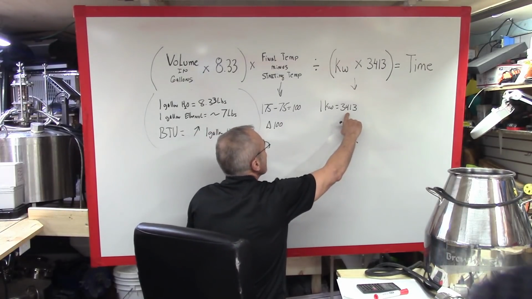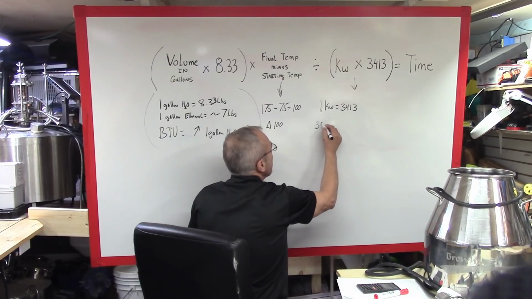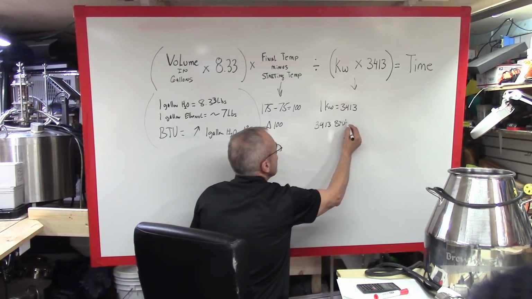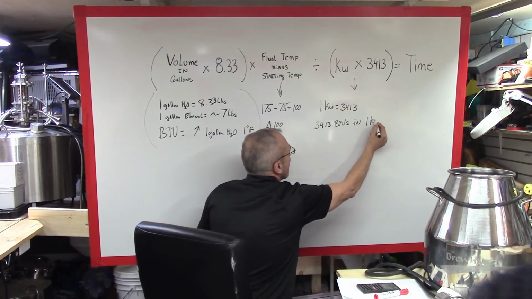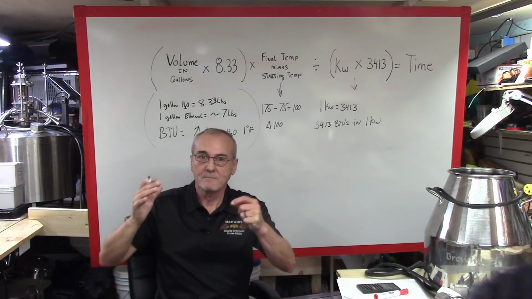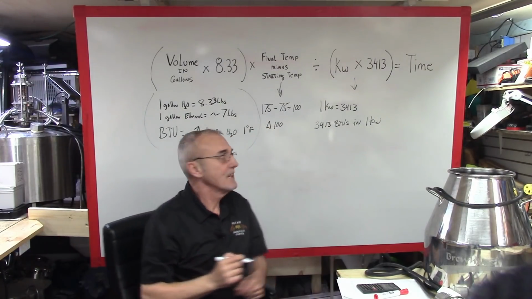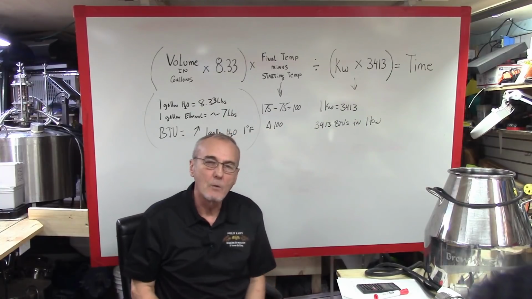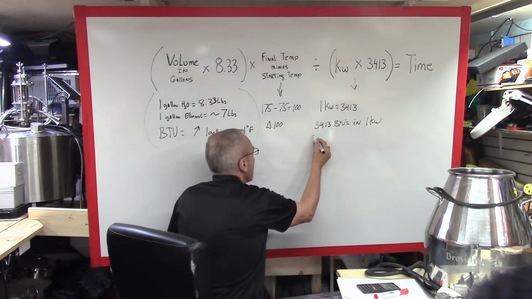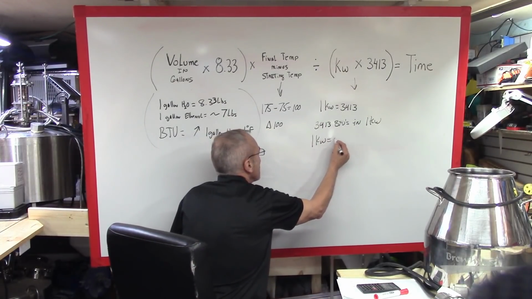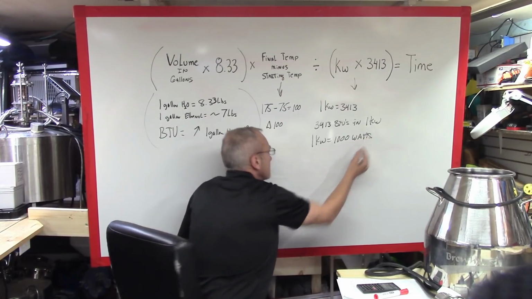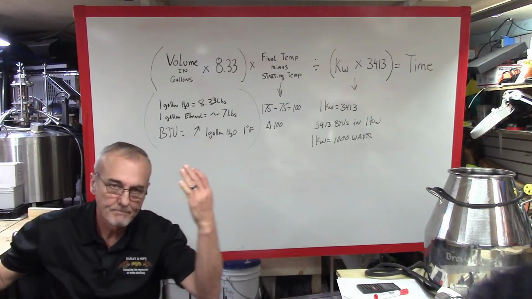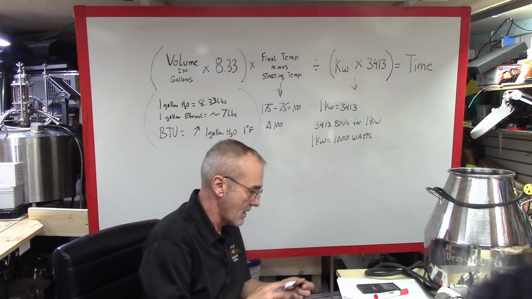So I've got 3,413 BTUs in 1 kilowatt. So far, so good. So how many watts are in a kilowatt? Okay, 1 kilowatt equals 1,000 watts. Of course, we know what a watt is. All right.